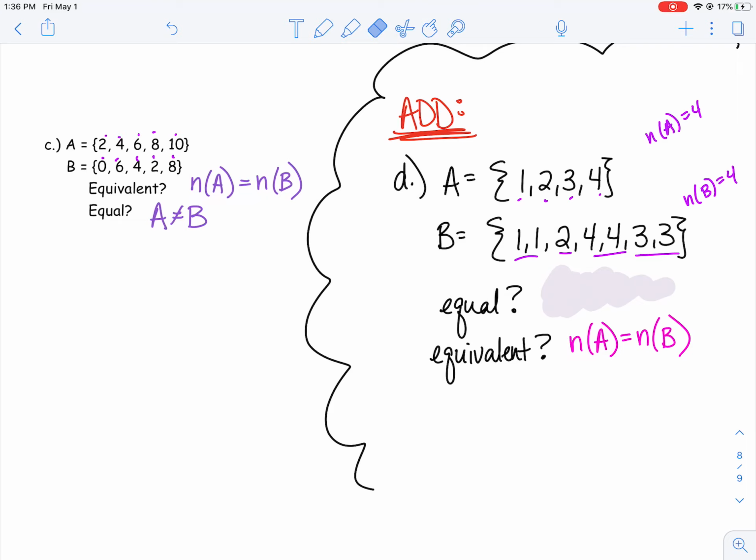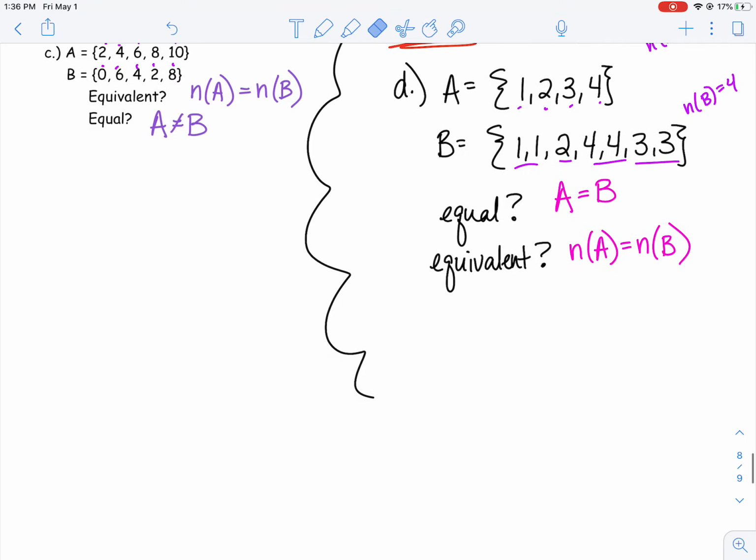Now, are they both equal? Do they have the same exact elements in each set? Well, to me, set A has the numbers 1, 2, 3, and 4, and set B also has the numbers 1, 2, 3, and 4. Again, some of them repeat, but it doesn't really add anything different. So I would say that these are also equal to each other. They have the same exact elements. They're equivalent because they have the same number of elements. They're equal because they have the same exact elements.